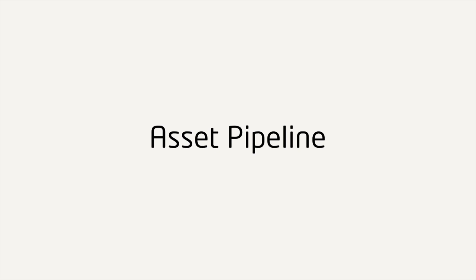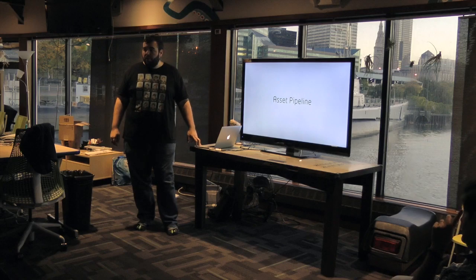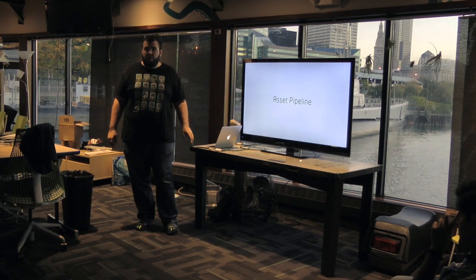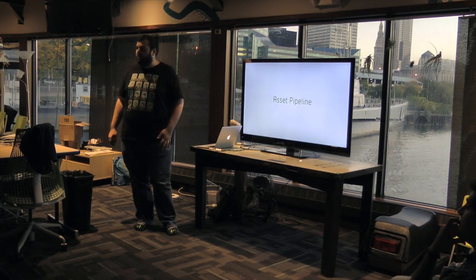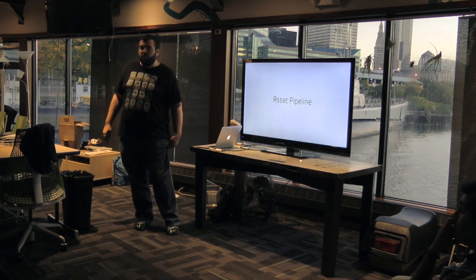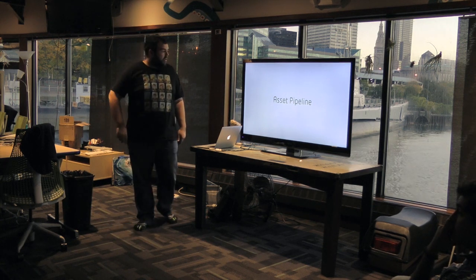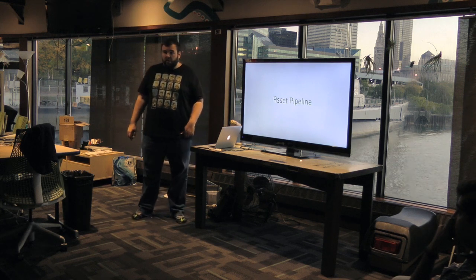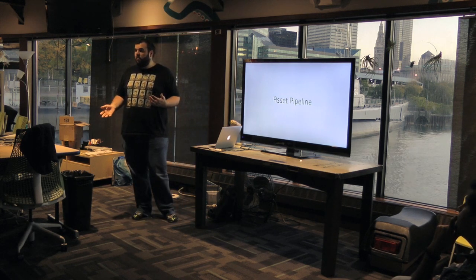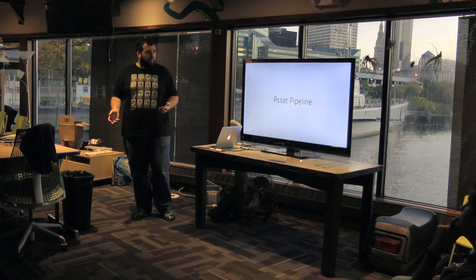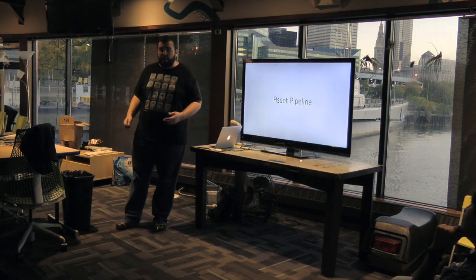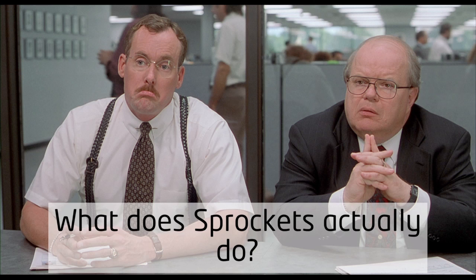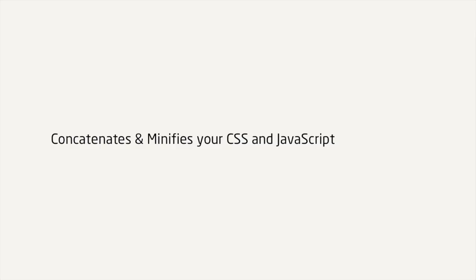So first off, some background on the asset pipeline. The asset pipeline came out with Rails 3.1, and has everyone used Rails recently? Most of you, some of you, maybe not. So good. The asset pipeline, you may also hear the term Sprockets. Sprockets is the library that powers the asset pipeline, but I think it's not incredibly obvious what Sprockets actually does. So that's what I wanted to talk through here.